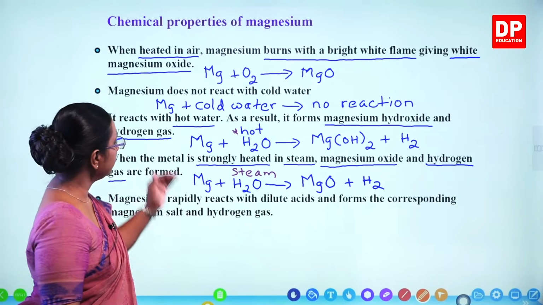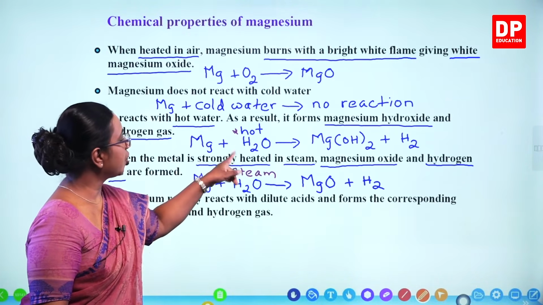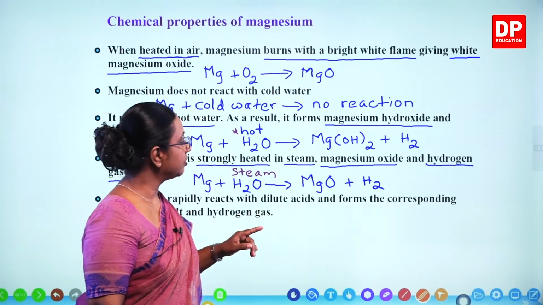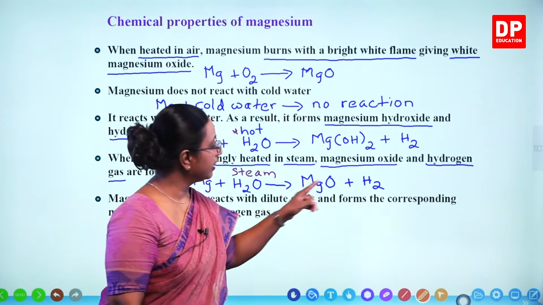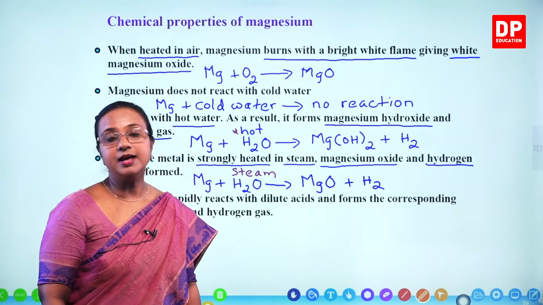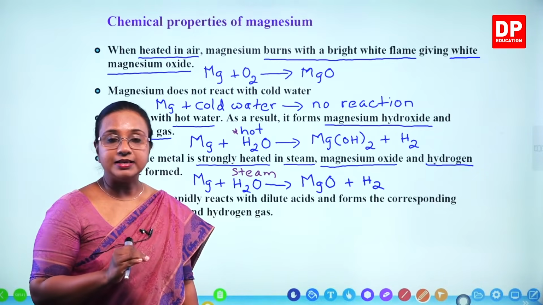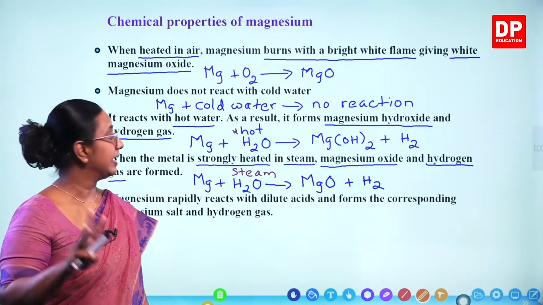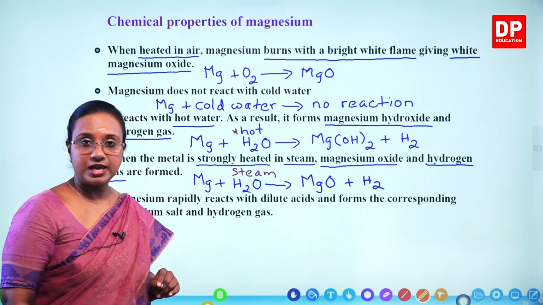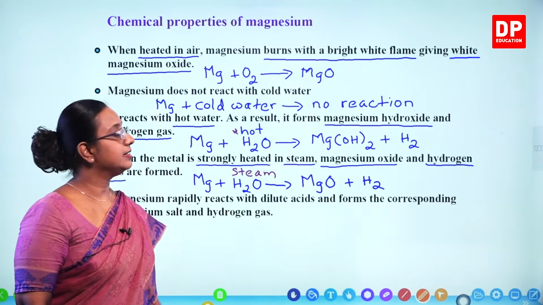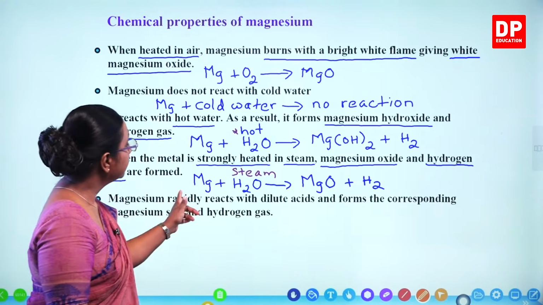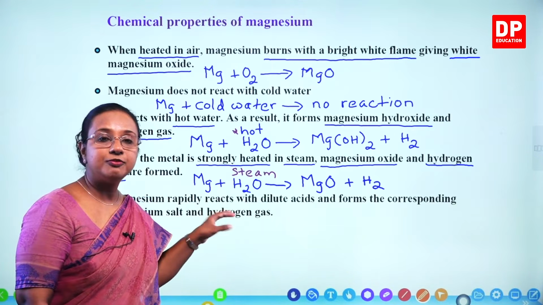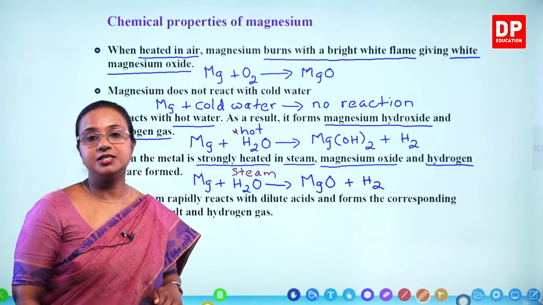So here you can see both these reactions. This is hot water, this is steam. Here you get magnesium hydroxide and hydrogen. Here you get magnesium oxide and hydrogen. So magnesium reacts with water in 3 different ways. Cold water, no reaction. Hot water, magnesium hydroxide and hydrogen. Steam, magnesium oxide and hydrogen. You have to understand these 3 reactions clearly.